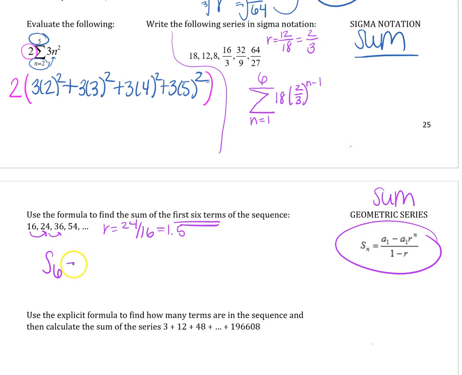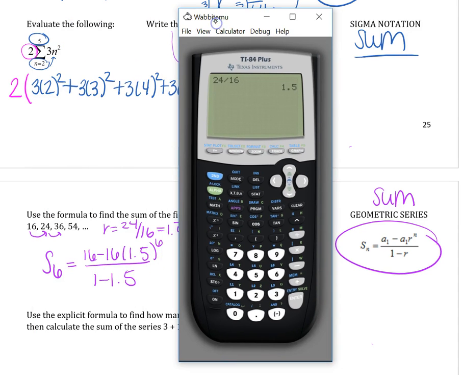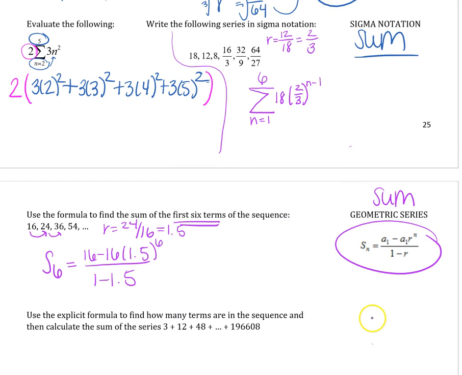So if I want the sum of the first 6 terms, I need to plug in the first term minus the first term times the common ratio raised to the 6, because that's what n is, all over 1 minus 1.5, the common ratio. Now I just use my calculator. So 16 minus 16 times 1.5 to the 6. I would evaluate that numerator first, then take that and divide by 1 minus 1.5. So 332.5. And that's your sum.